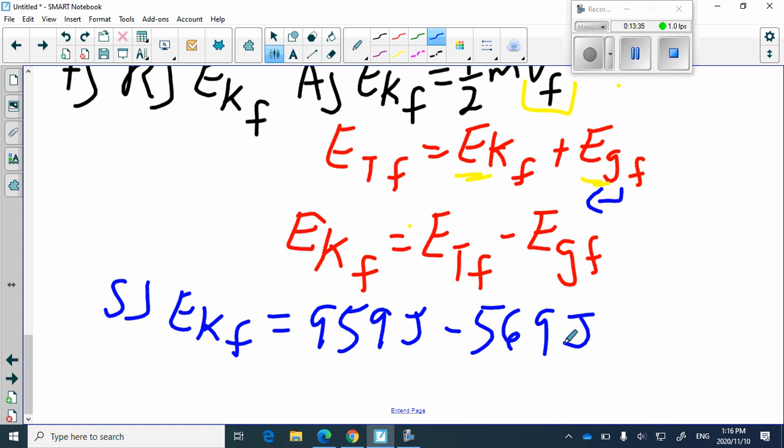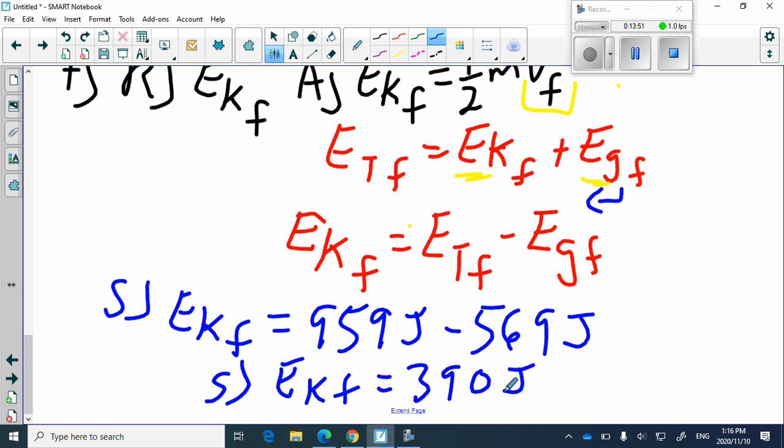I go 959 minus 569, all in joules, and I'm left with a solution of kinetic energy final equal to 390 joules. So that was part F. What is the kinetic energy of the shot at the maximum height?